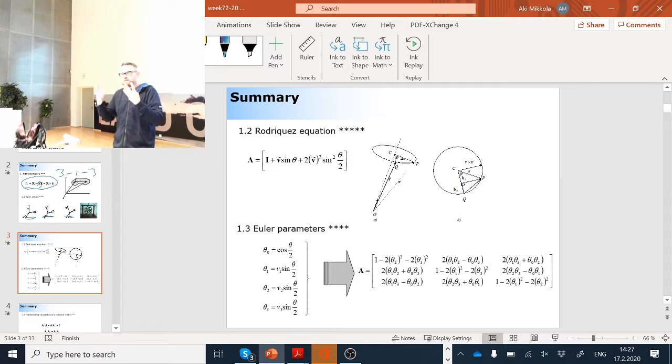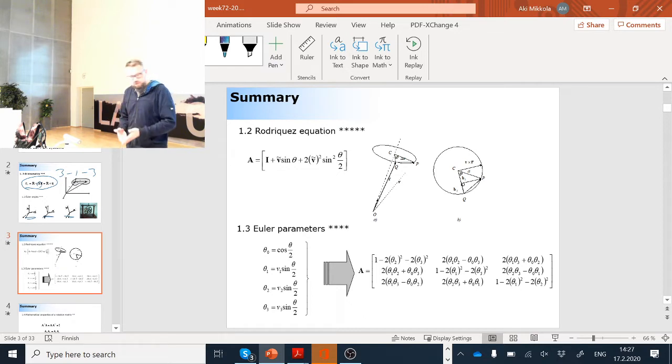So how is it possible that we have 4 parameters? Because the 4 parameters are not independent, but they are coupled one way or another. How they are coupled depends on the way you're describing your rotation. But just to give you an example, one way we describe the rotation was the Rodrigues equation.